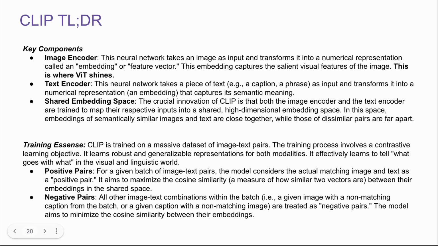First, it trains with the positive pairs. For a given batch of image-text pairs, the model considers the actual matching image and text as a positive pair. It aims to maximize the cosine similarity between their embeddings in the shared space. And then it learns on the negative pairs. All other image-text combinations within the batch are treated as negative pairs. The model aims to minimize the cosine similarity between their embeddings.